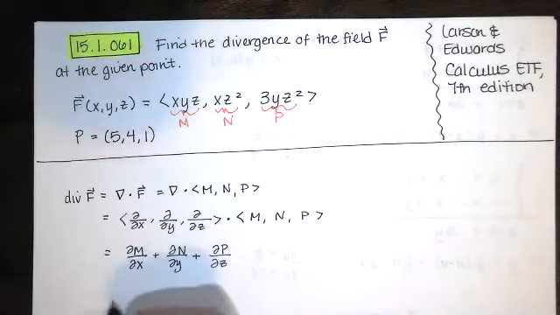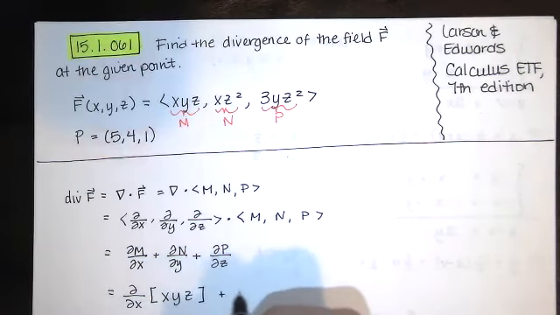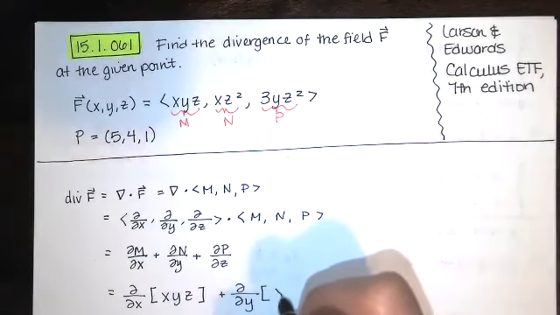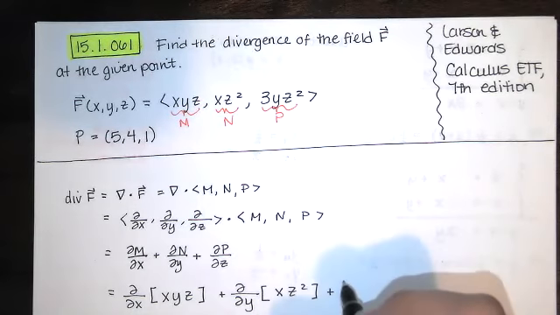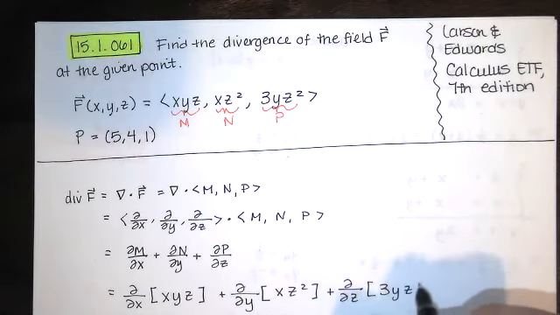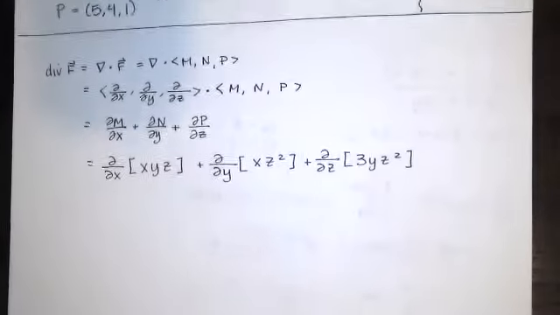So we're just taking the partial with respect to x of x times y times z, plus the partial with respect to y of N, which is x z squared, plus the partial of P with respect to z, which is just 3y z squared. Okay, not too bad at all.